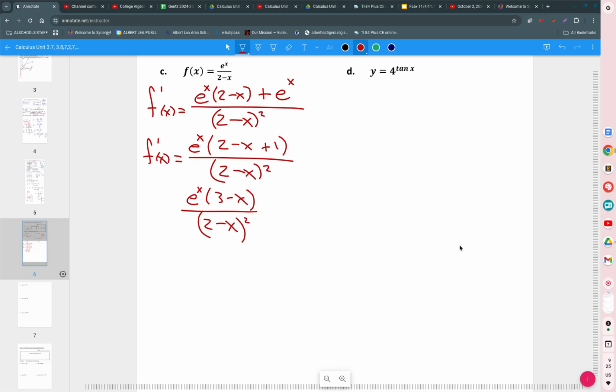Any thoughts how I set this one up? Chain rule. What's the inside? What's the outside? 4 to the u. Good. Derivative of tangent for your driver's license is? Secant squared. Good.